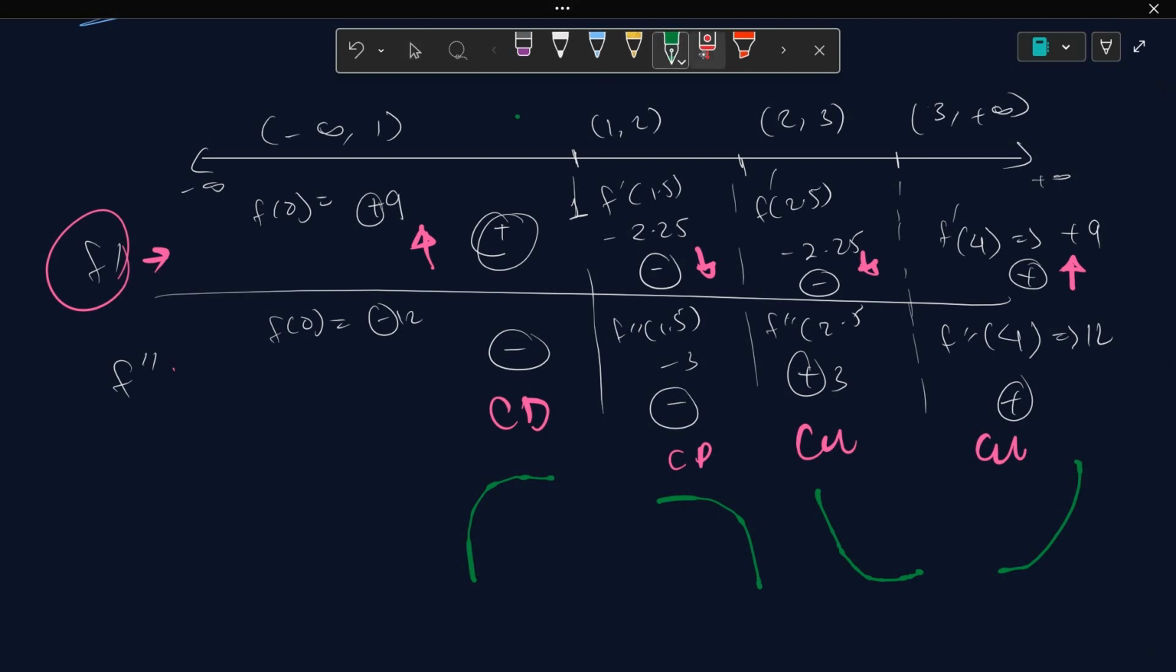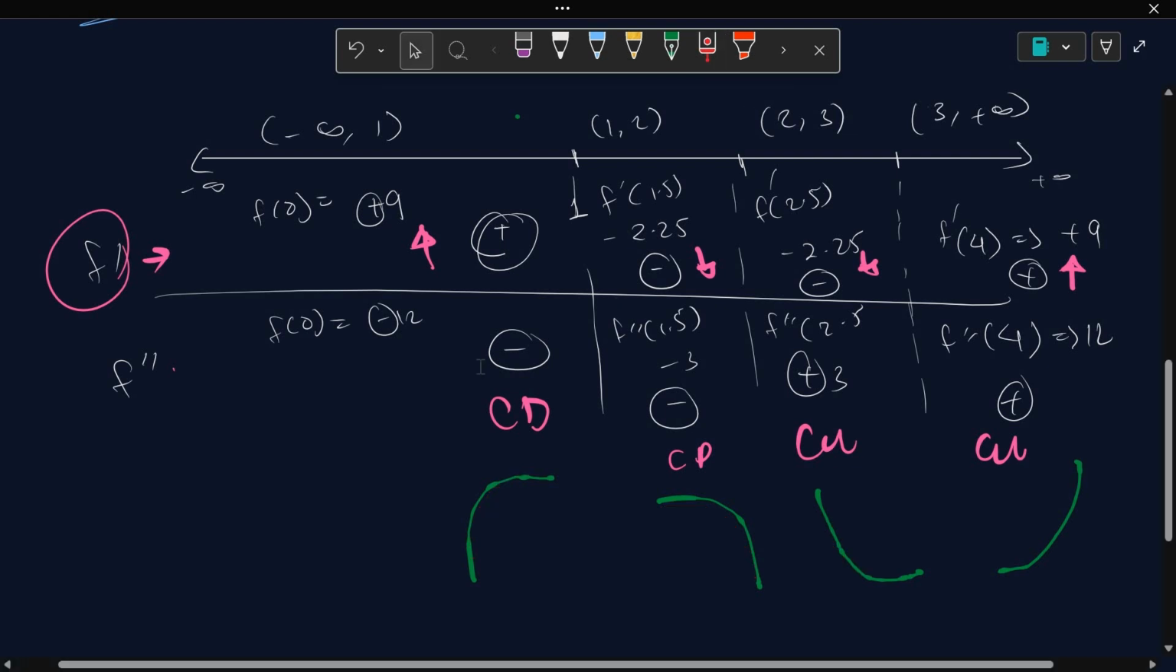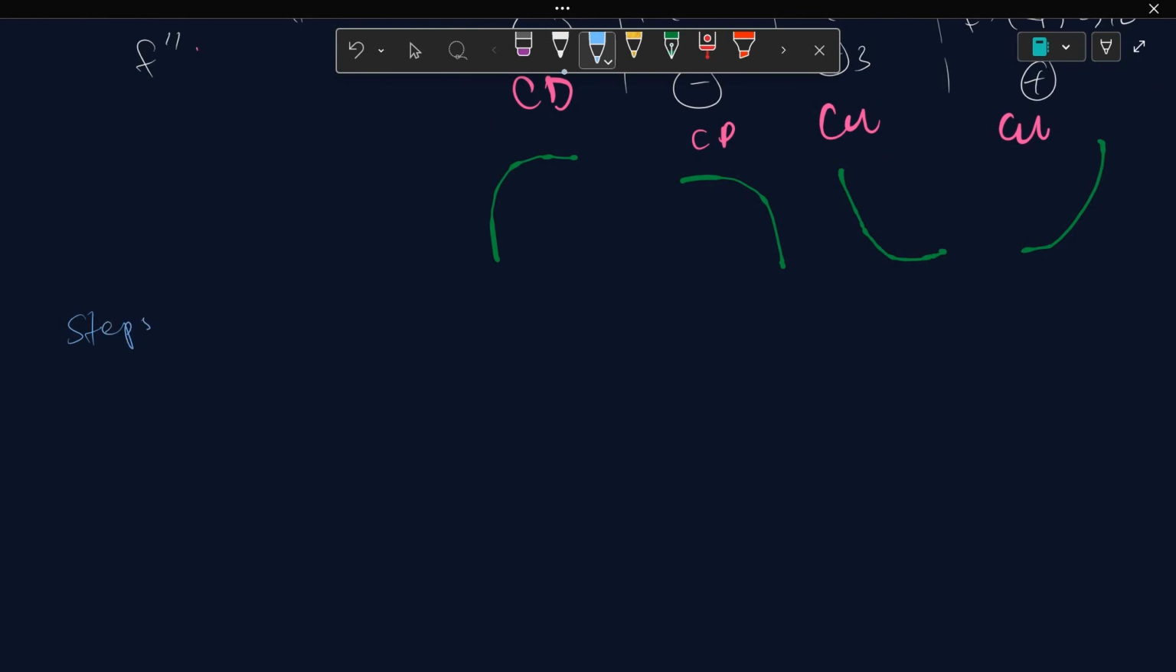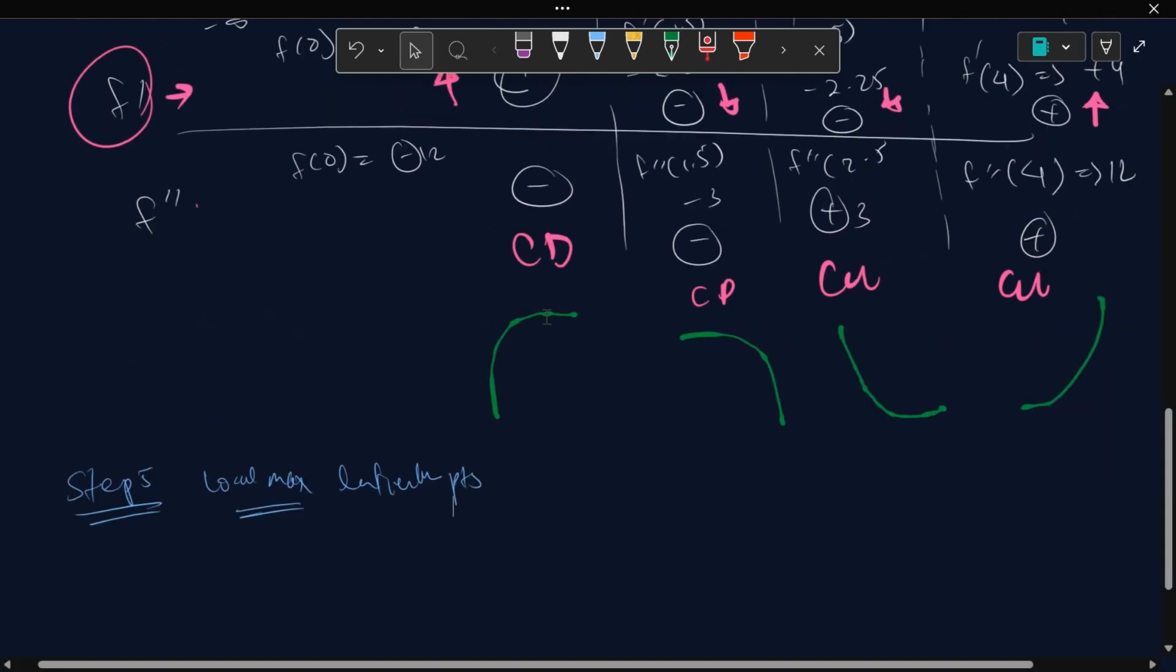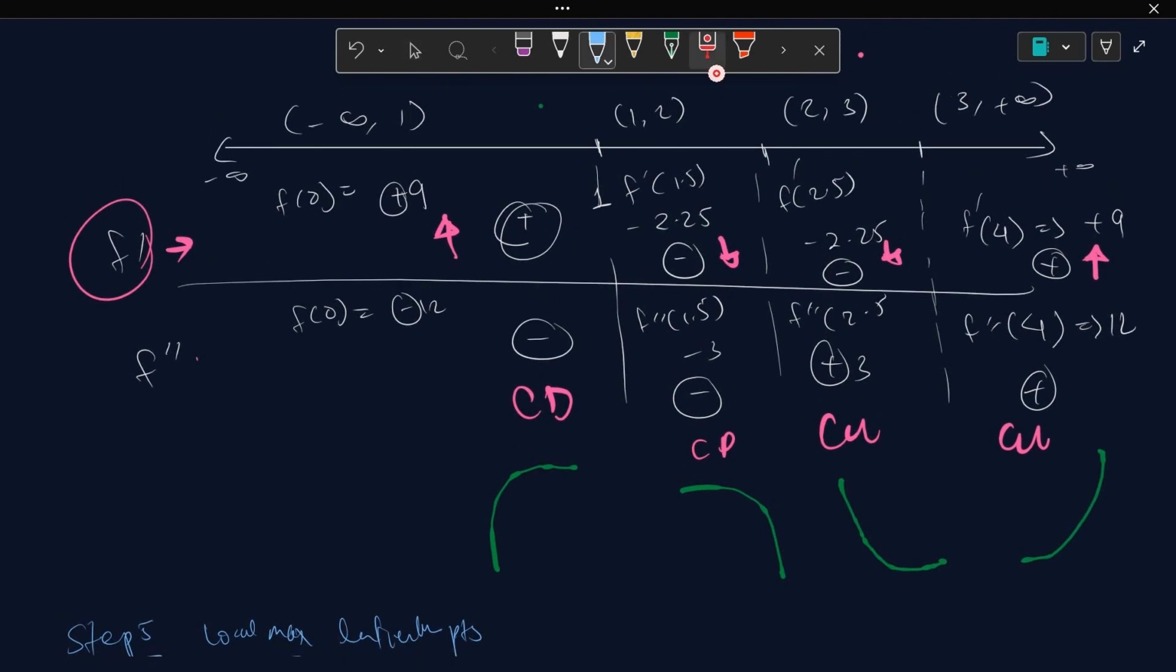Once I have written this, I can move on to step number 5, which is to determine the local max and min and the inflection point. The extrema and the inflection point, you can figure out using this as well. Here you can see that every time there's going to be positive to negative, that means my function is increasing over here, and then afterwards it suddenly goes to decreasing, because there's a change in sign from positive to negative.